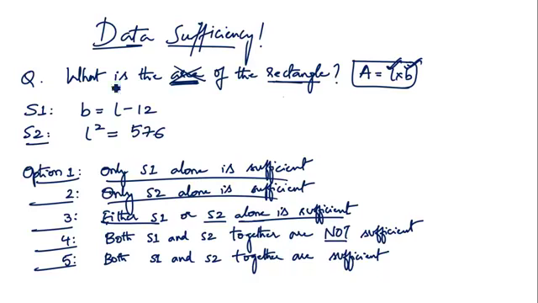The question says, what is the area of the rectangle? You know that area of the rectangle is length times breadth. We need the length and the breadth here. Now when I look at statement 1, what do I get?